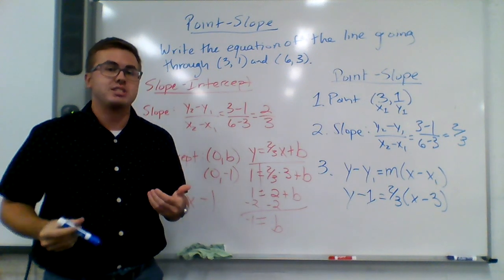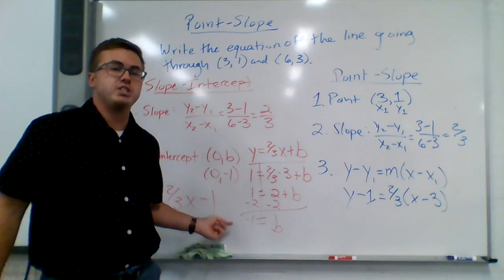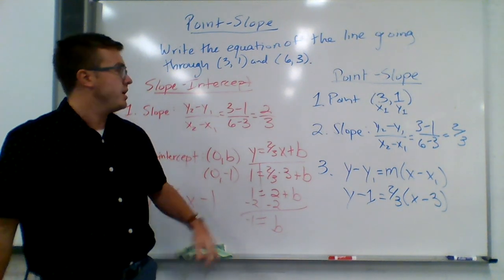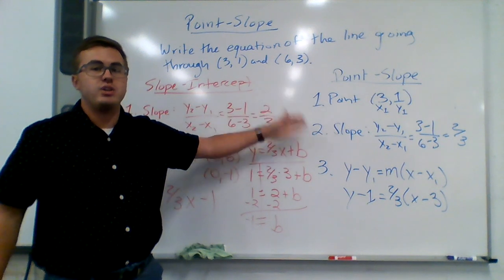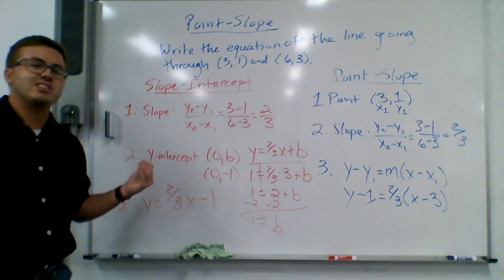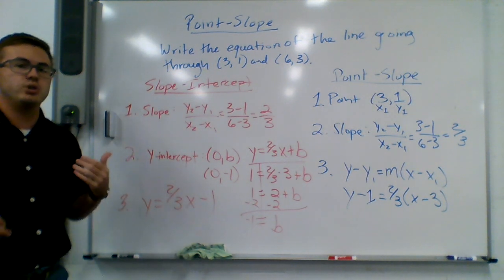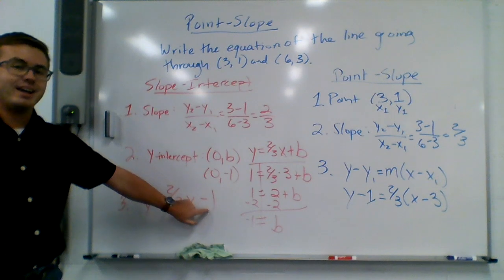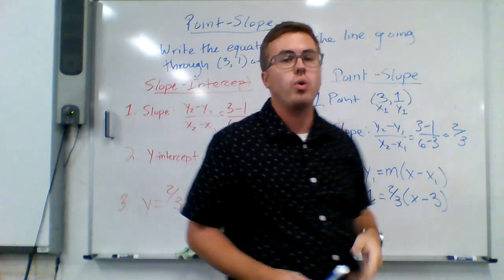So next time it asks you to write an equation, make sure you think about which type of equation is going to be easier. Because if they give you 2 points, all you have to do is find the slope and then plug it in. Whereas if you're writing it in slope-intercept form, you have to do a little bit of solving to get that y-intercept. So that's the basics of point-slope form.